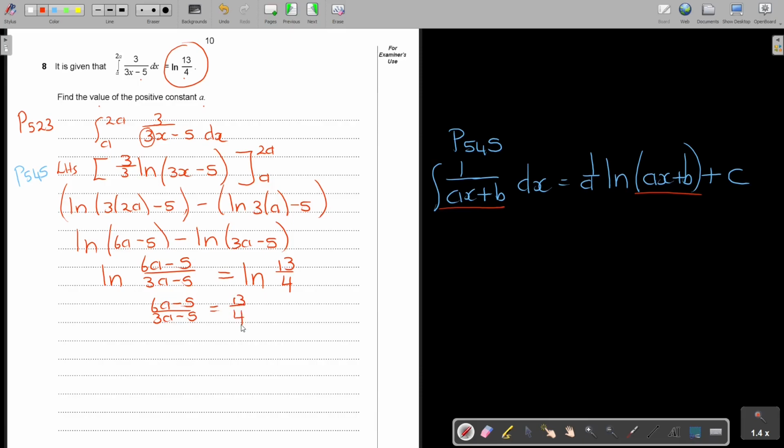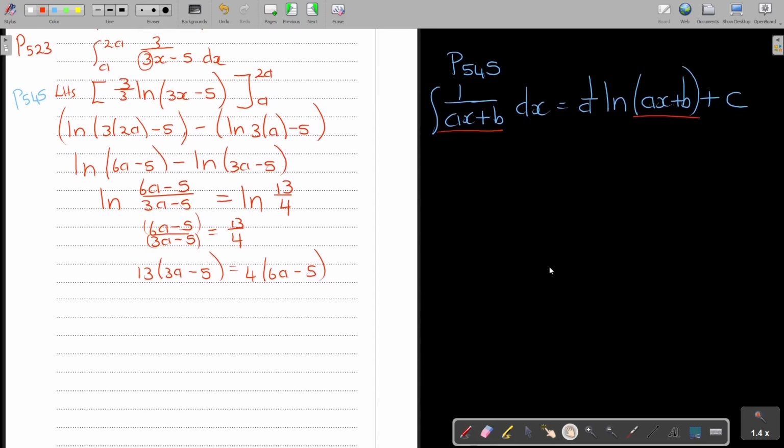And now it's simple algebra. So I just put the brackets and I multiply cross. So I get 13(3a - 5) is equal to 4(6a - 5). And I move up and I multiply and I get 39a - 65 is equal to 24a - 20.